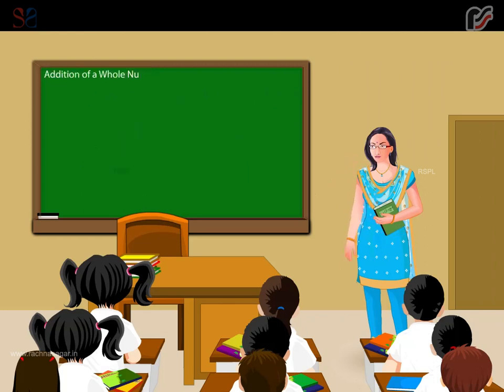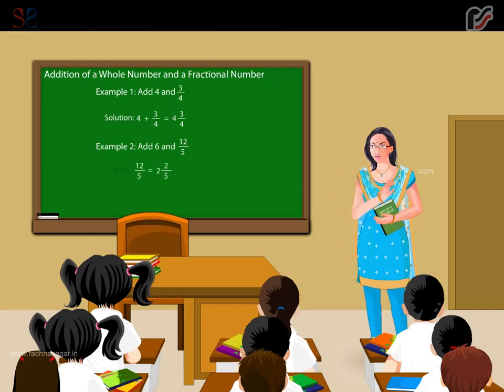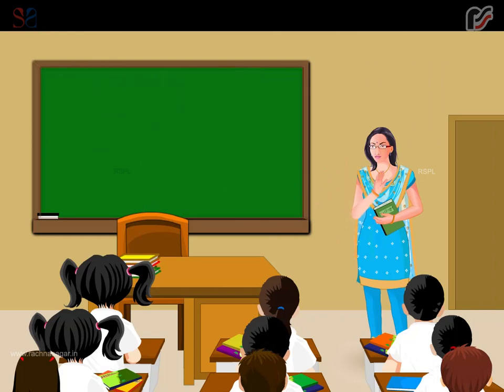Addition of a whole number and a fractional number. Example 1. Add 4 and 3 by 4. 4 plus 3 by 4 is equal to 4, 3 by 4. Example 2. Add 6 and 12 by 5. 12 by 5 is equal to 2, 2 by 5. 6 plus 12 by 5 is equal to 6 plus 2, 2 by 5, is equal to 8, 2 by 5.